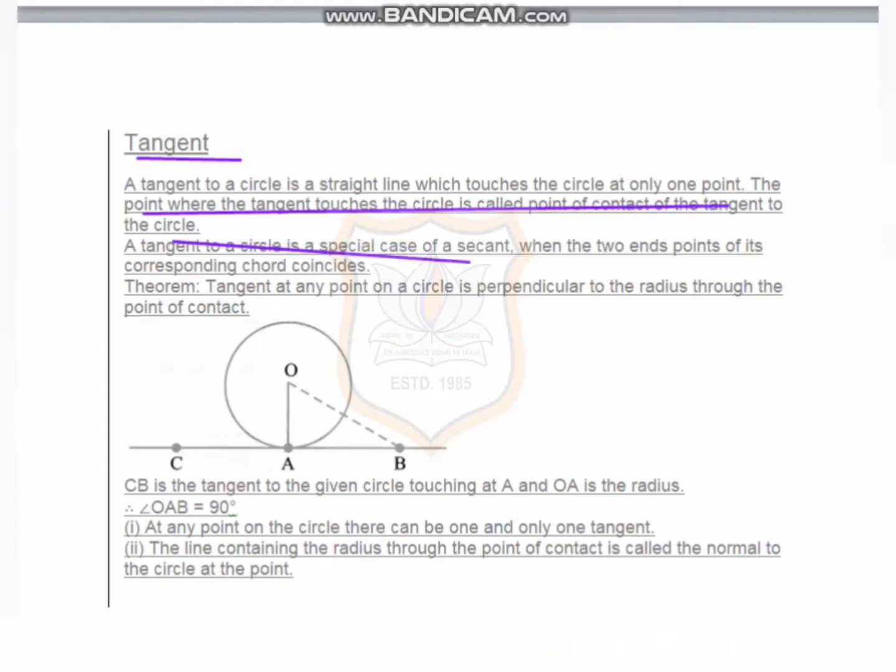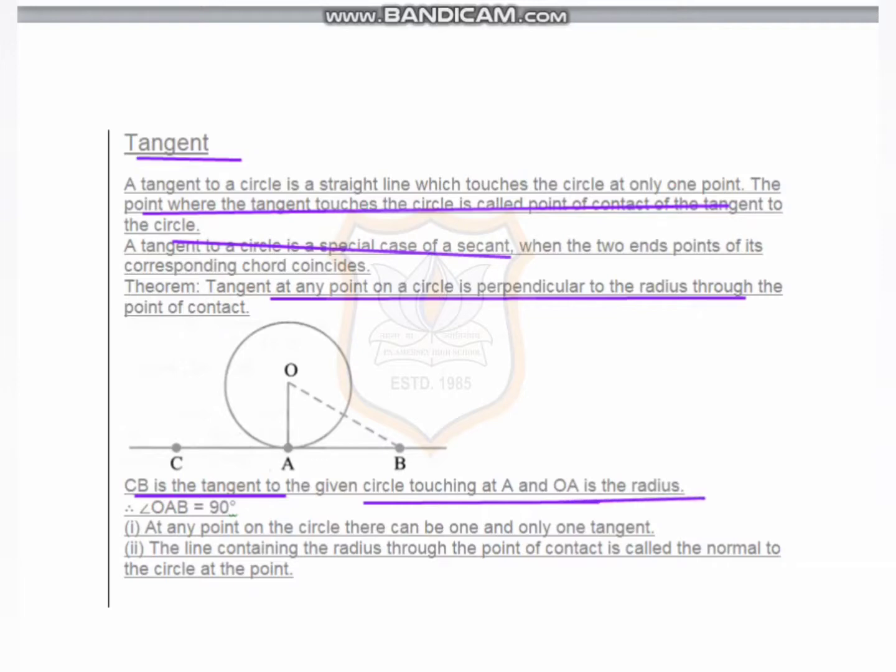Now, the tangent of a circle is a straight line which touches the circle at one point. So the tangent of a circle is a special case of a secant. Theorem: the tangent at any point of a circle is perpendicular to the radius through the point of contact. Here CB is a tangent of the circle which touches the circle at point A, and OA is a radius. So the angle OAB is 90 degrees.